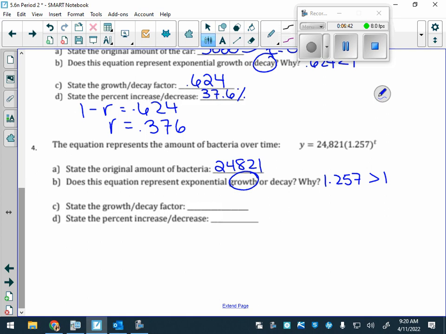Okay. All right. Eleanor. The growth or decay factor. So, now, did you just say 0.257 or 1 point? Okay. There you go. Sorry, didn't hear that first part. Okay. Then, since we have growth, 1 plus r equals, what is our rate as a decimal? Jax?